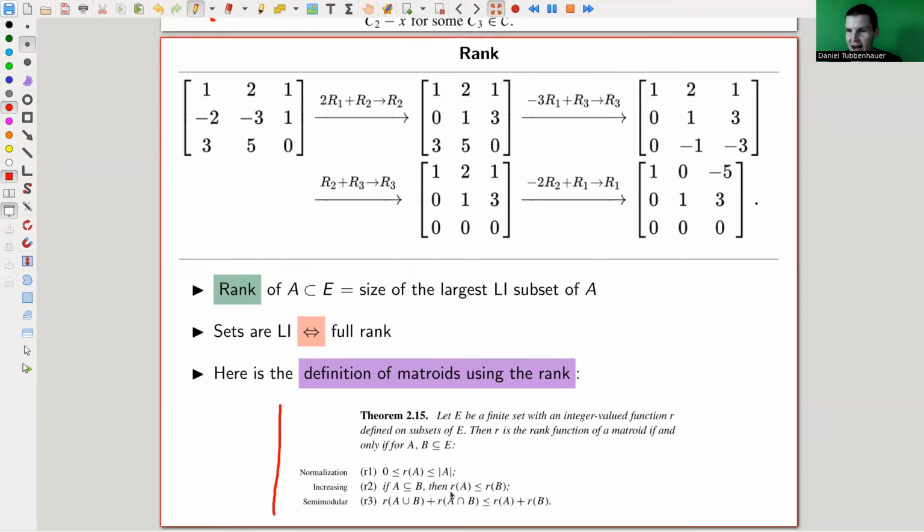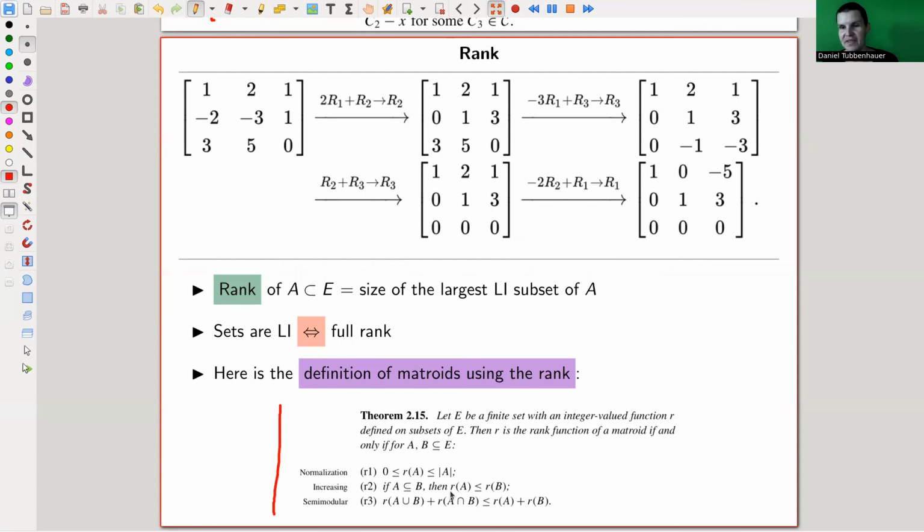But anyway, so we can also write down the abstract defining properties of a rank function. Rank, like in linear algebra now, the rank of a matrix. Okay, and we can just say the rank of something in our ground set of our matroid is just the size of the largest linear independent subset. And sets are linearly independent if and only if they are of full rank. That's exactly what it is. And here's a definition of the rank using matroids.